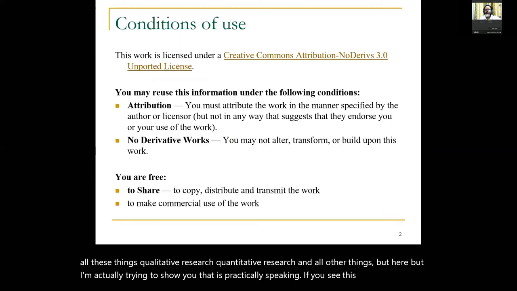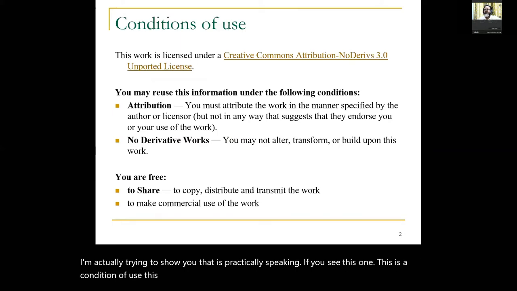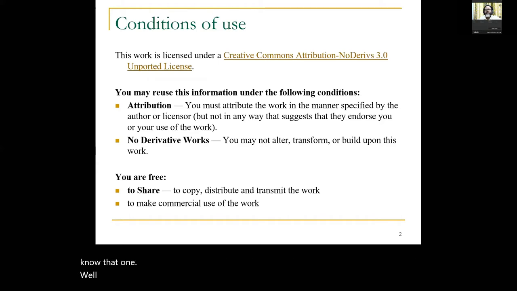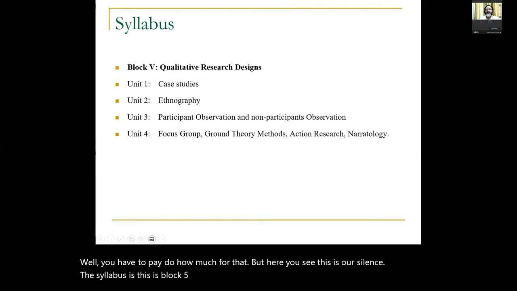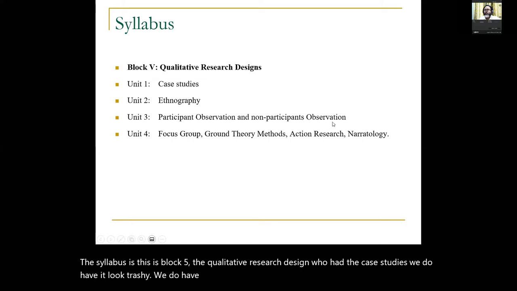But here, what I'm actually trying to show you, practically speaking, is a condition of use. This particular slide I have taken from Chris Tree, and obviously you have to pay due homage for that. But here you see, this is our syllabus. This is block 5, the qualitative research design. We do have the case studies, ethnography, participant observation and non-participant observation.